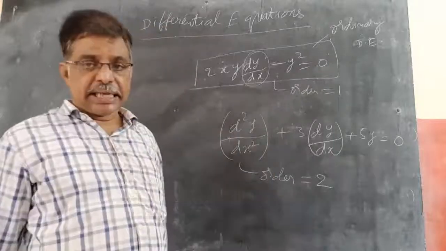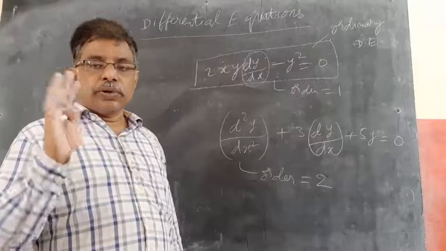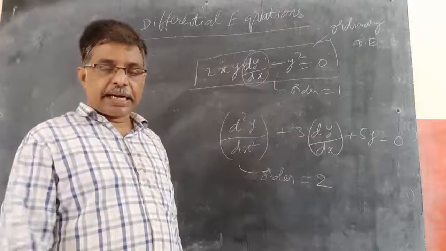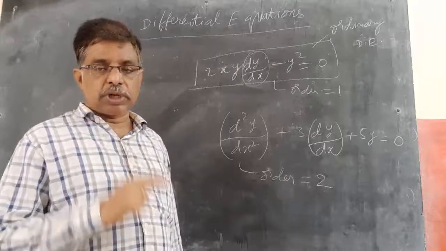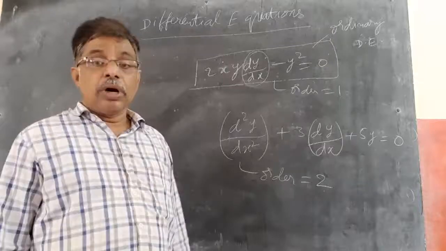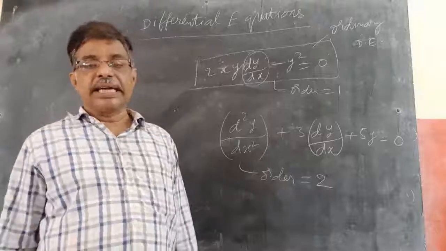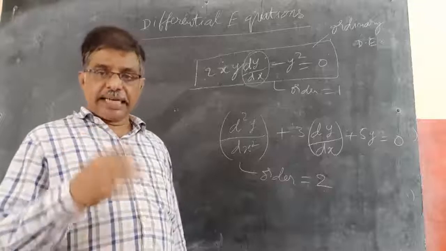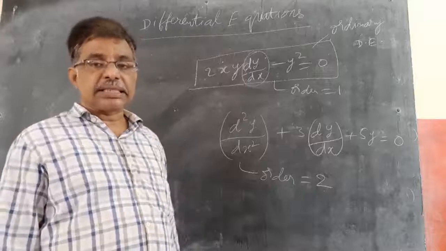After eliminating the constant, we will always get a differential equation. In a general equation, if you eliminate the arbitrary constants, we will get a differential equation. To eliminate one arbitrary constant, you have to differentiate 1 time. To eliminate 2 constants, you have to differentiate 2 times. To eliminate 3 arbitrary constants, you have to differentiate 3 times. So depending on the number of arbitrary constants, we can decide the order of the differential equation. Means we will differentiate that many times and then eliminate those constants.